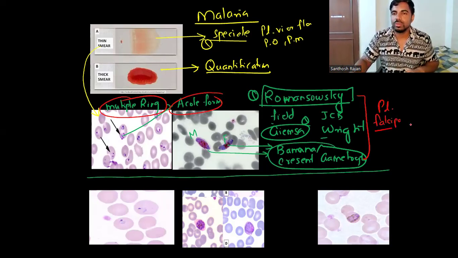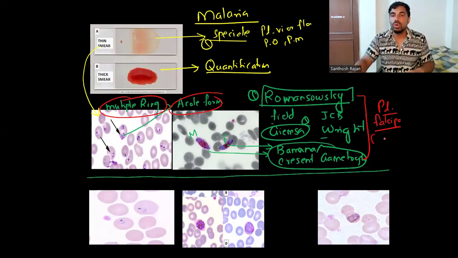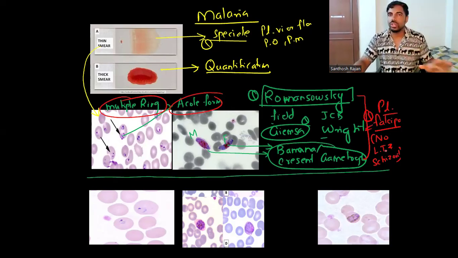Plasmodium, the dangerous one, the most dangerous one. Okay, Plasmodium falciparum, all these things. Remember, in falciparum, which stages are not there? There is no early trophozoite, there is no late trophozoite, and there is no schizont. Why? This question was asked in a recent INI-CET. Because they adhere to the capillaries. They stick to the capillaries and they don't come out. That's why we never see the late stages or schizont.